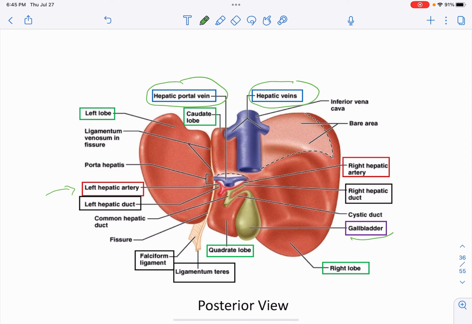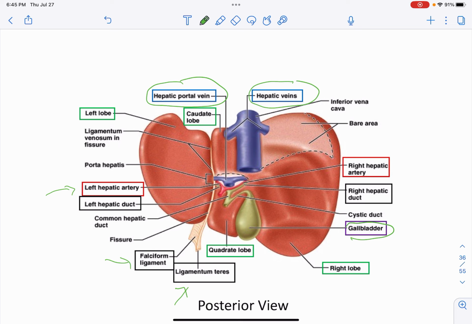You can see the gallbladder also, and you can make note of the lobes. I've highlighted the lobes in green, the veins in blue, the artery in red. We're going to work through the gallbladder next, so I'll tell you about the different ducts that make up the gallbladder. I think what I'll do is point your attention to the falciform ligament and the ligamentum teres.